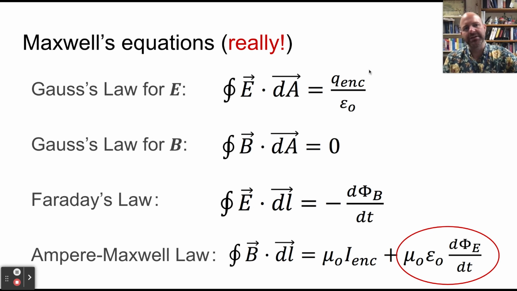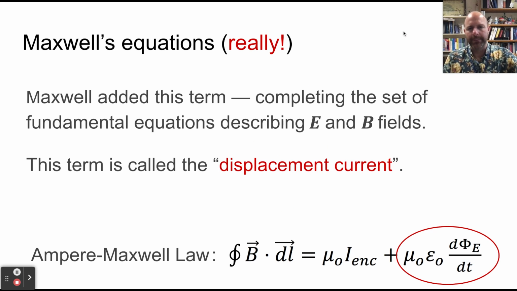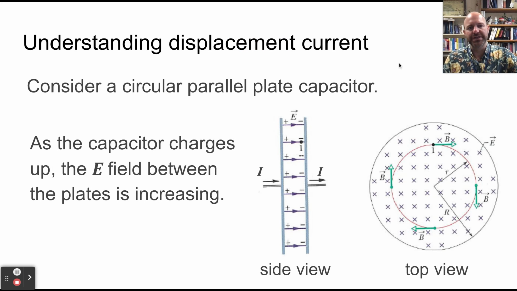And this led to something really exciting, right? This displacement current, this thing that happens when you change electric flux that generates a magnetic field, allows you to say some interesting things about situations we already know about, right? If you think of a parallel plate capacitor, we'll use a circular one here because the area is kind of simple and it matches with what we've been doing. As the capacitor charges up, the electric field is increasing. And what it does is it creates this magnetic field.